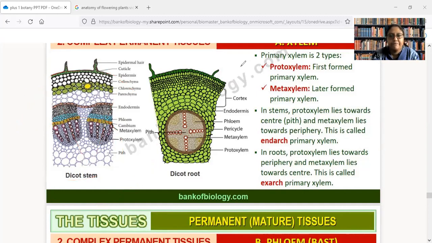This is a small part cut and enlarged to show you the condition. So if protoxylem is present at the center and metaxylem is present at the periphery, this type of xylem arrangement is known as endarch. Whereas in the case of root, it is exactly opposite, where you can see the metaxylem is present at the center and protoxylem is present at the periphery. So this type of arrangement of xylem is known as exarch.